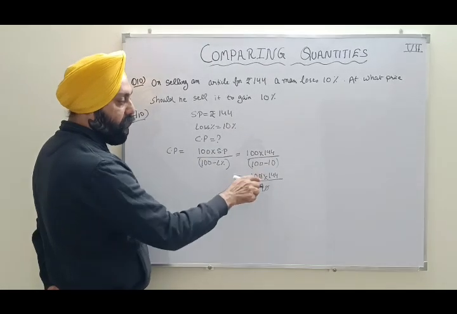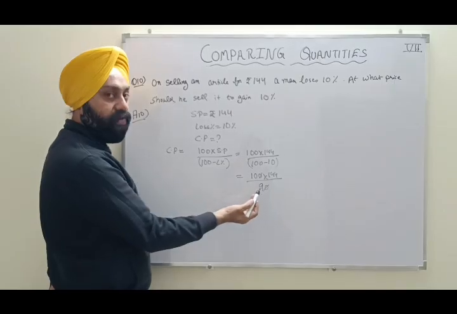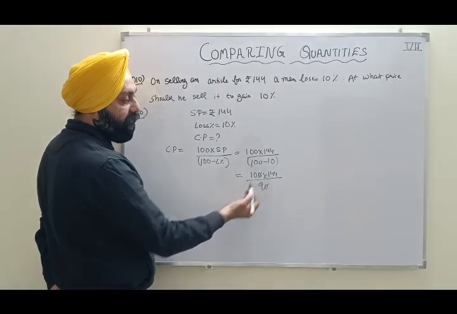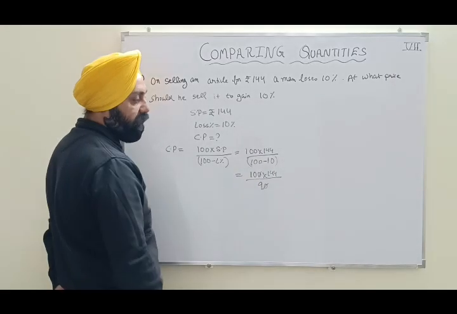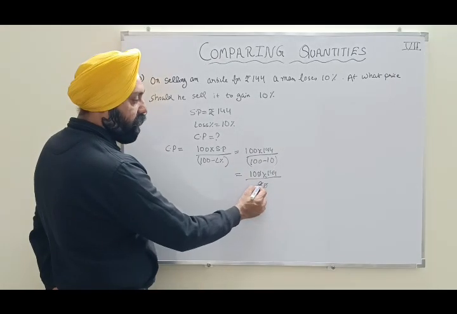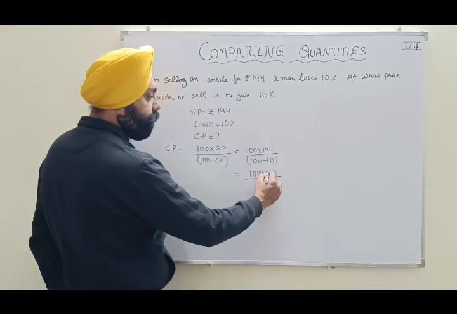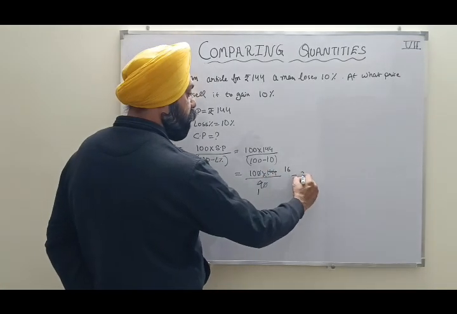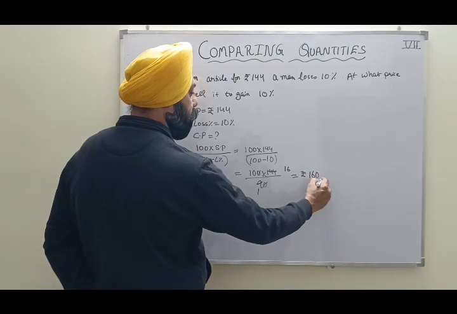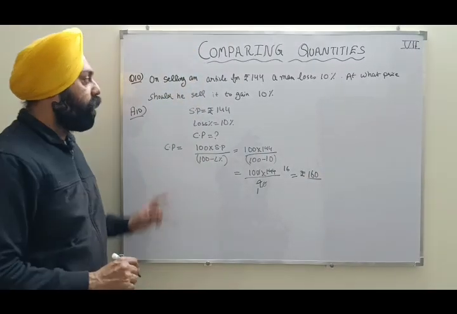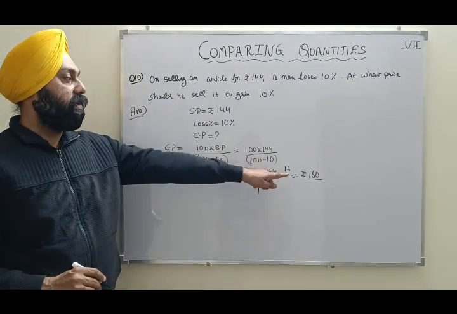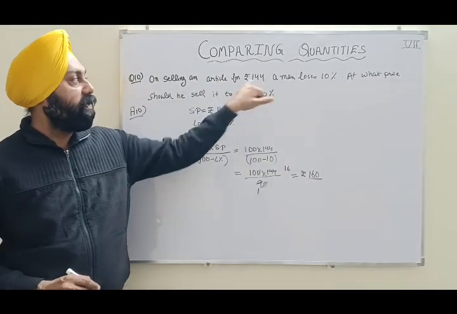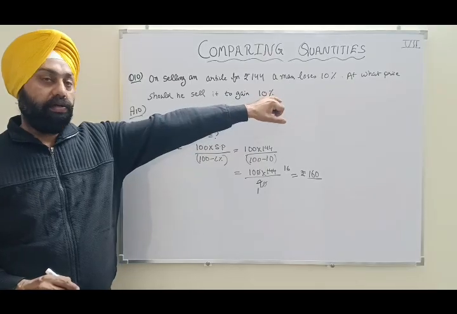Now here we have 144 and 9. So if we use the divisibility rule, 4 plus 4 gives 8, 8 and 1 will give 9. It means these two are divisible by 9. So we can cancel out, 9 ones are 9, and 9 sixteens are 144. So it is rupees 160. So now we know that the cost price of the article is 160. The cost price was bigger than the selling price, therefore the person has a loss of 10%.